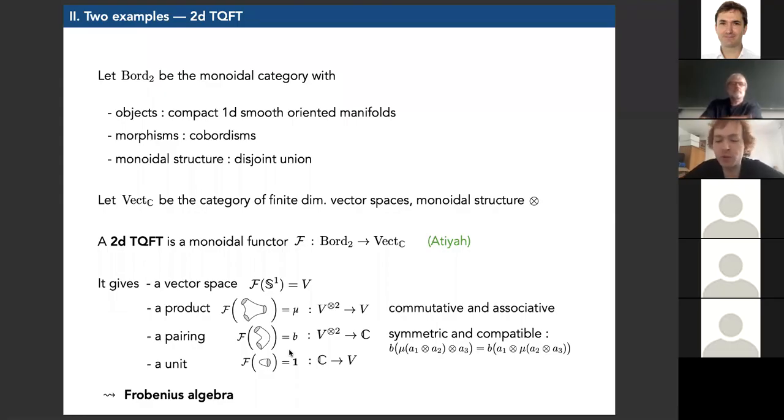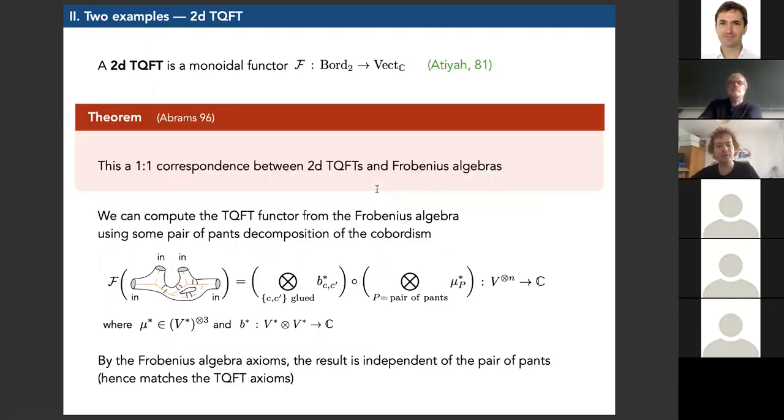The functor gives us much more because you can take any cobordism, not only those ones, and get some linear maps. But there's a folklore theorem that was then written down carefully by Abrams, that there's a bijection between 2D TQFTs and Frobenius algebras. So we've seen one direction, how to get the Frobenius algebra from a TQFT, but just knowing the Frobenius algebra, you can get back to the TQFT. For that, you need to compute what F is for an arbitrary cobordism. Let's assume for simplicity that you've put all your boundaries incoming and there's nothing outgoing. And take a pair of pants decomposition of the cobordism. Do it in any way you like.